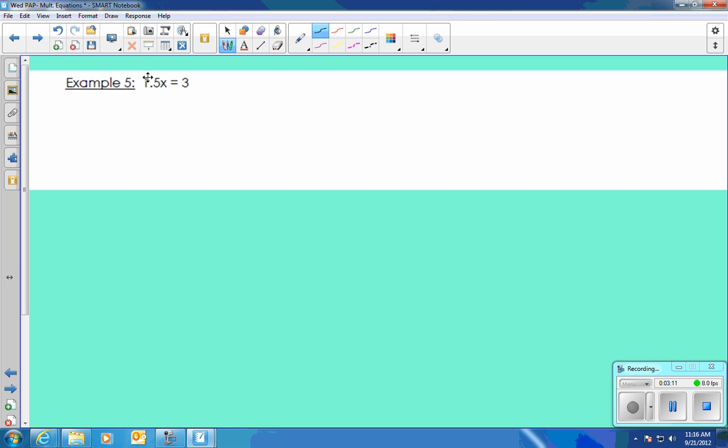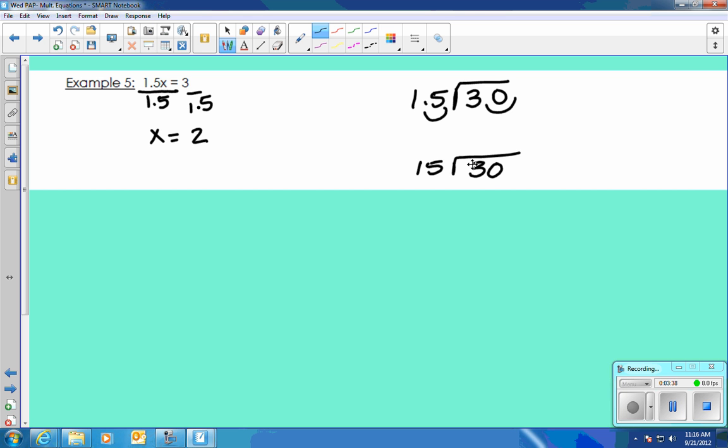This is 1.5 times x. It doesn't matter that it's a decimal. You still do the same thing. I want to undo multiply 1.5, so I divide by 1.5. So x equals 2. And if you didn't know that in your head, you could have always gone over here. You can't have decimals on the outside, so we have to move it once, which means you're really dividing 15 into 30.